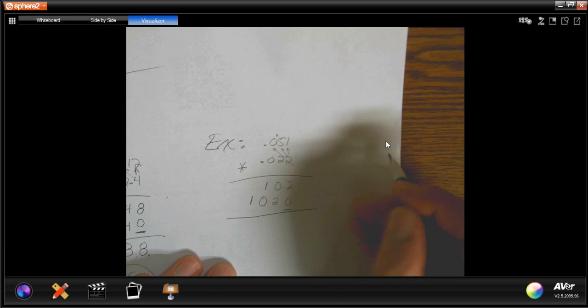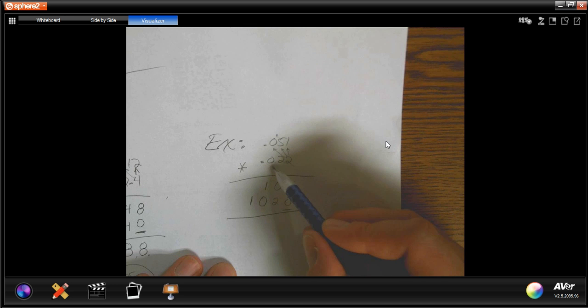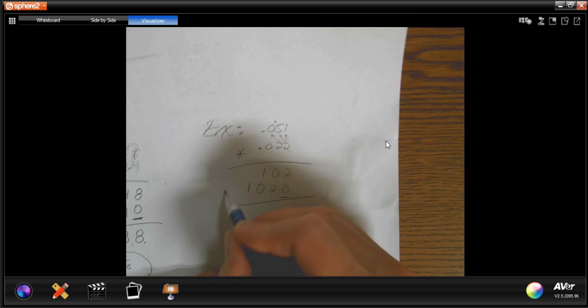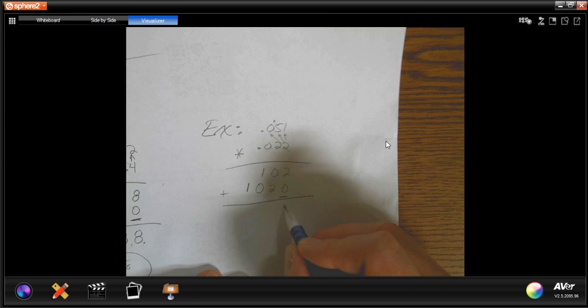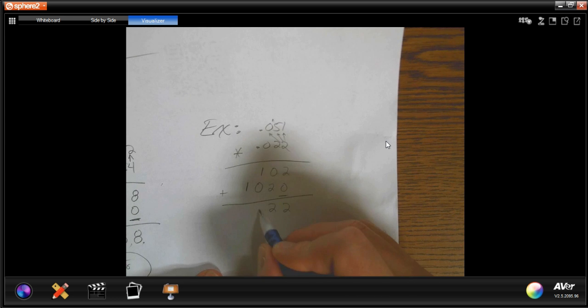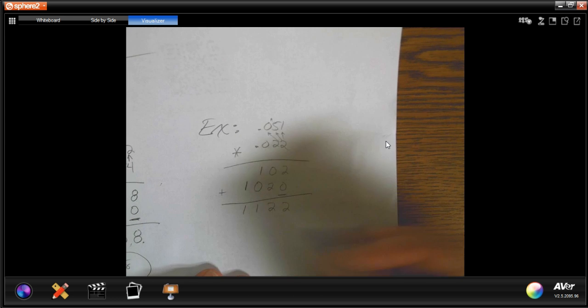And just like our first example, we don't have to multiply anything by these zeros because we'd just be adding a whole bunch of zeros to the bottom. So we're going to add these numbers together. 2 plus 0 is 2. 0 plus 2 is 2. 1 plus 0 is 1. And nothing plus 1 is 1.